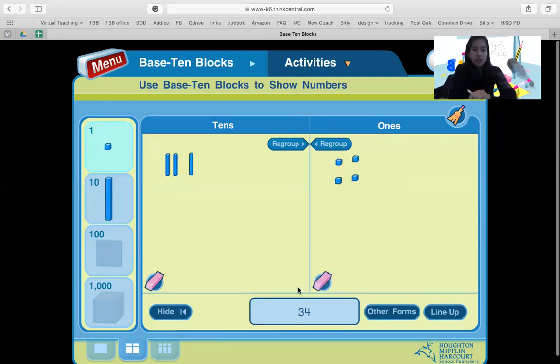You see the number changing in the bottom? Right now, 3 tens and 4 ones is 34. 3 tens and 5 ones is 35, and 6. So now my number is 36. Excellent. So boys and girls, we just finished step 1.